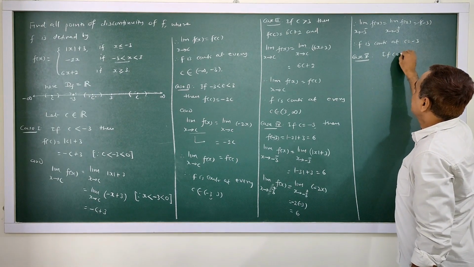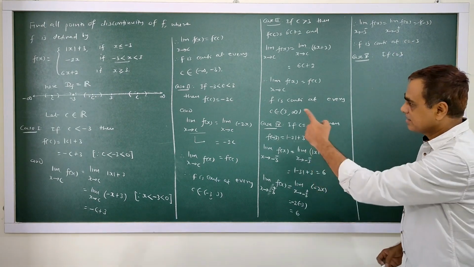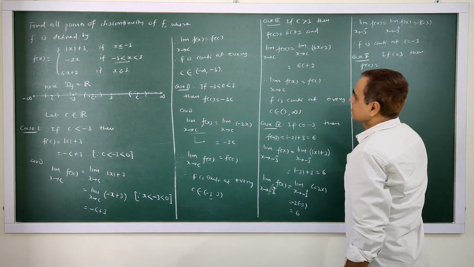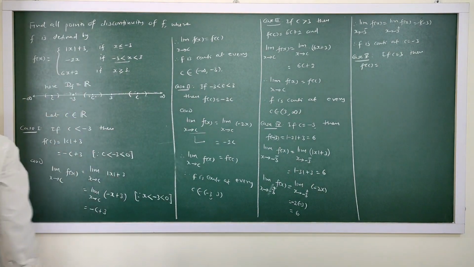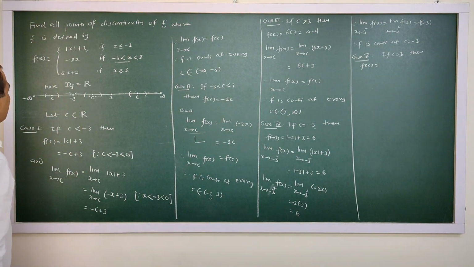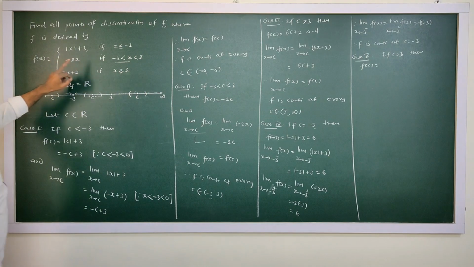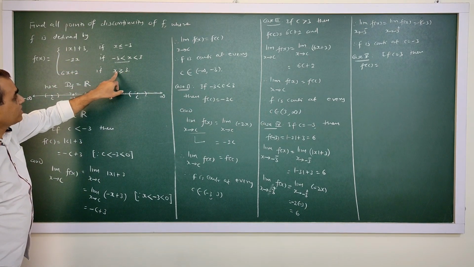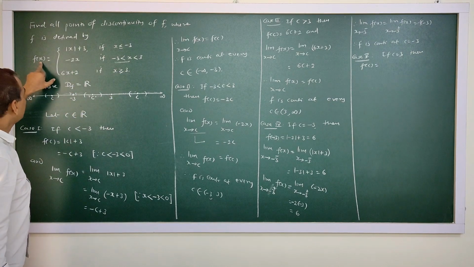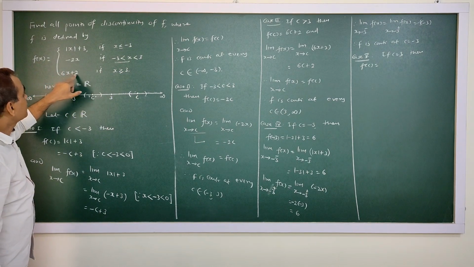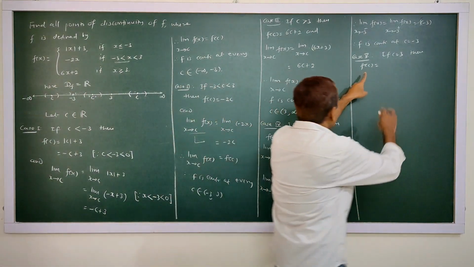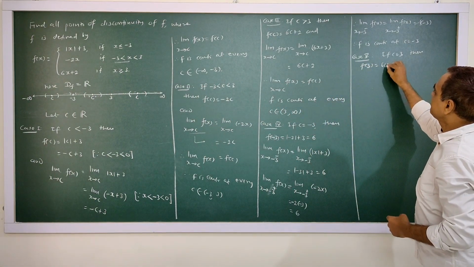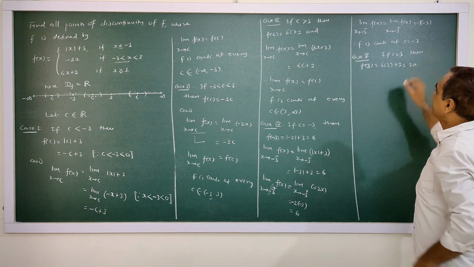If c is 3, then f of c is, putting x equal to 3, f of 3 is 6 into 3 plus 2. So f of 3 is 6 into 3 plus 2, so it's 20.